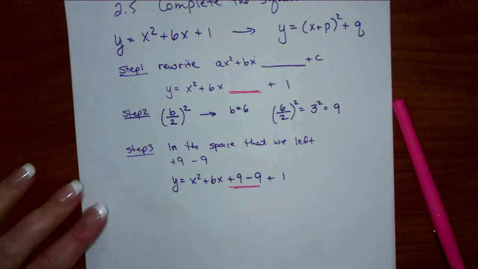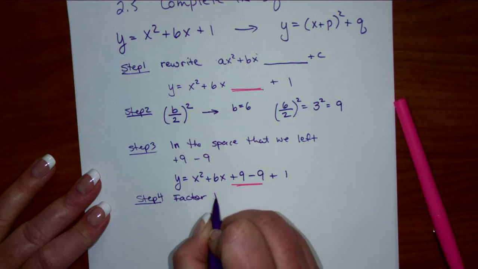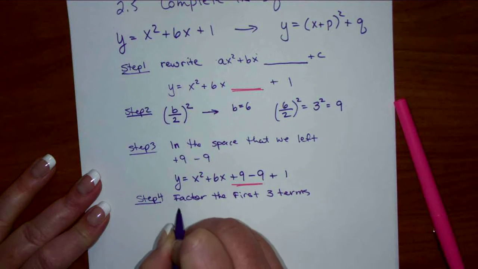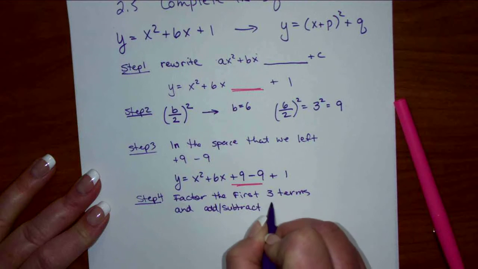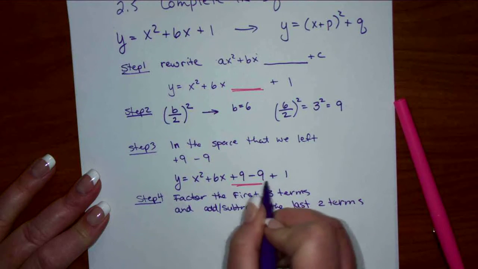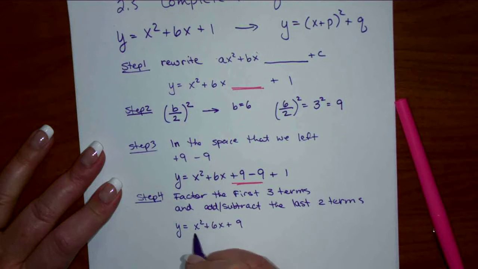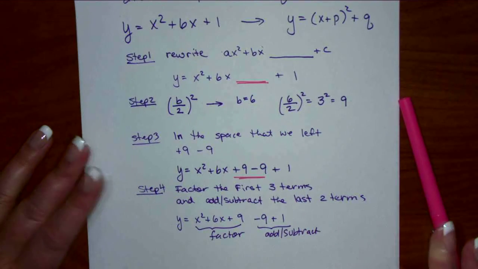So we've done that, and then step 4 is to factor the first 3 terms and add or subtract the last 2 terms. Because there's 5 terms here: 1, 2, 3, 4, 5. The first 3 can be factored. We're going to factor the first 3 and then add or subtract, depending on what the signs are, the last 2. That's what we're going to do.